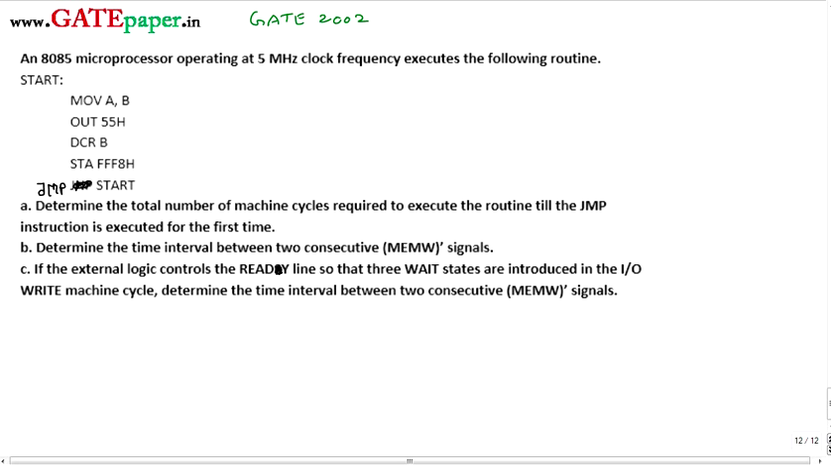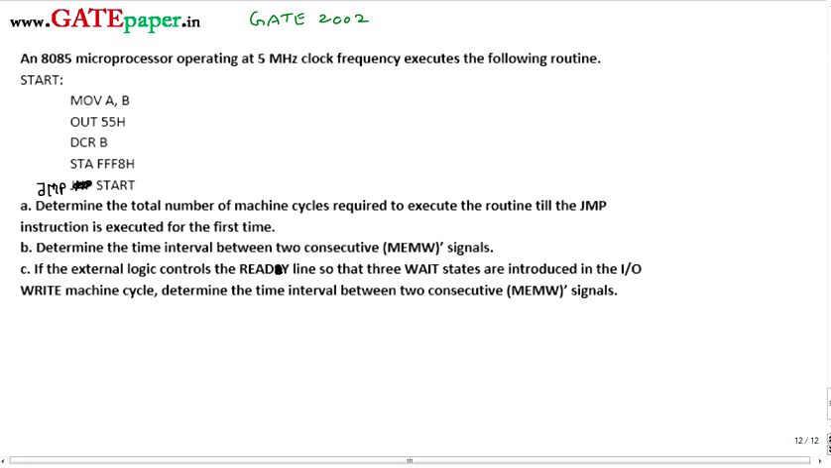And next, determine the time interval between two consecutive memory write signals. Third, if external logic is controlling the ready signal such that 3 wait states are introduced in the IO write machine cycle, find the time interval between two consecutive memory write signals. These are the 3 things we are going to calculate.